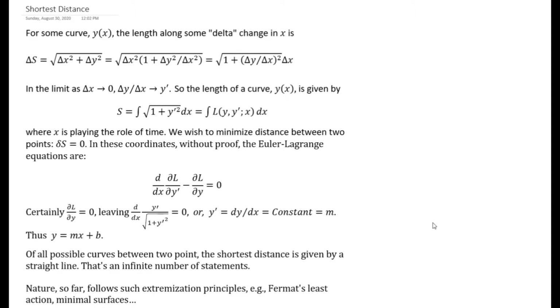So here, I'd like to introduce you to the calculus of variations, as opposed to first-year calculus, in which you might try to find the minimum or the maximum of some function. The idea here is to find a function which extremizes some integral.